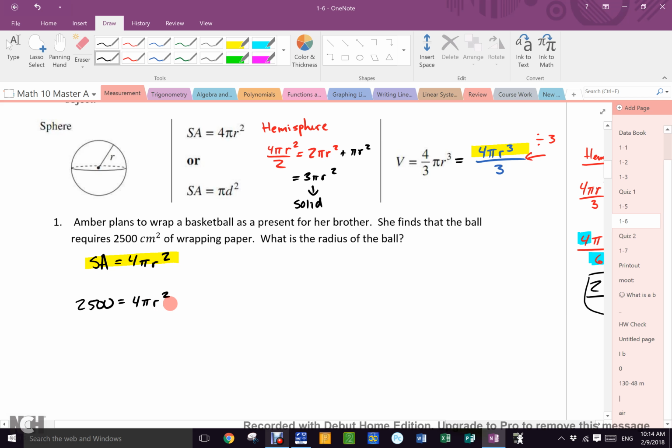How do I get r by itself there? You could square root both of them. I can't square root right now, because if you square root right now, you've got to take the square root of pi in the middle of something. That's barfy. Yeah, that's it. So what should I do? Divide by 4, just to get rid of it.